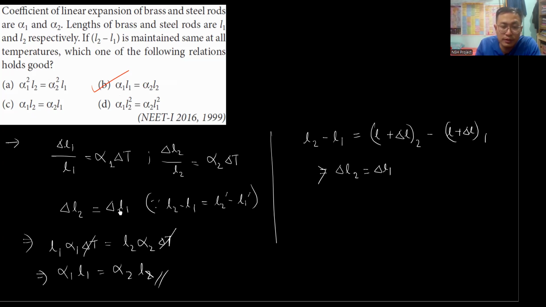Take brass as L1 and steel as L2. For any temperature difference, the lengths of brass and steel change, but the difference between the final lengths remains constant. The difference does not change, it is always constant.